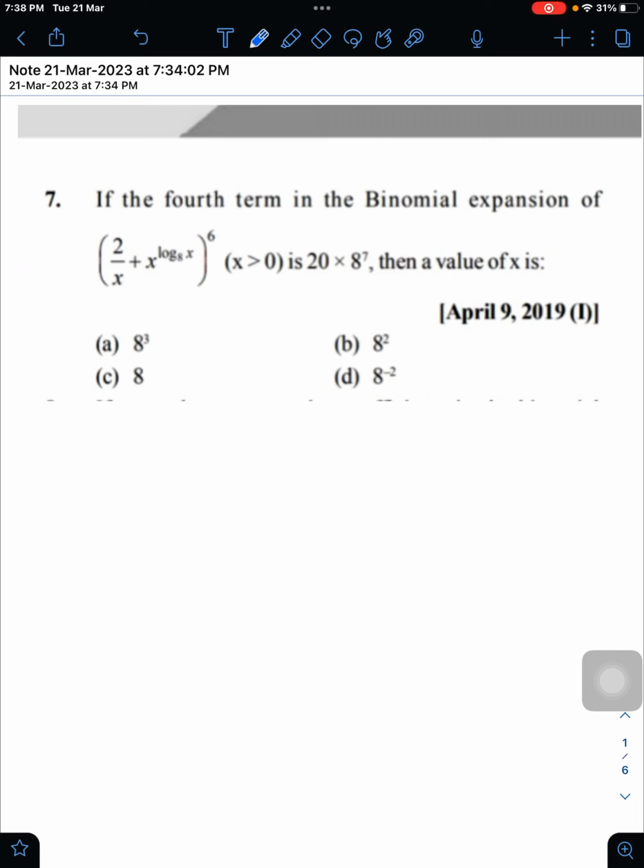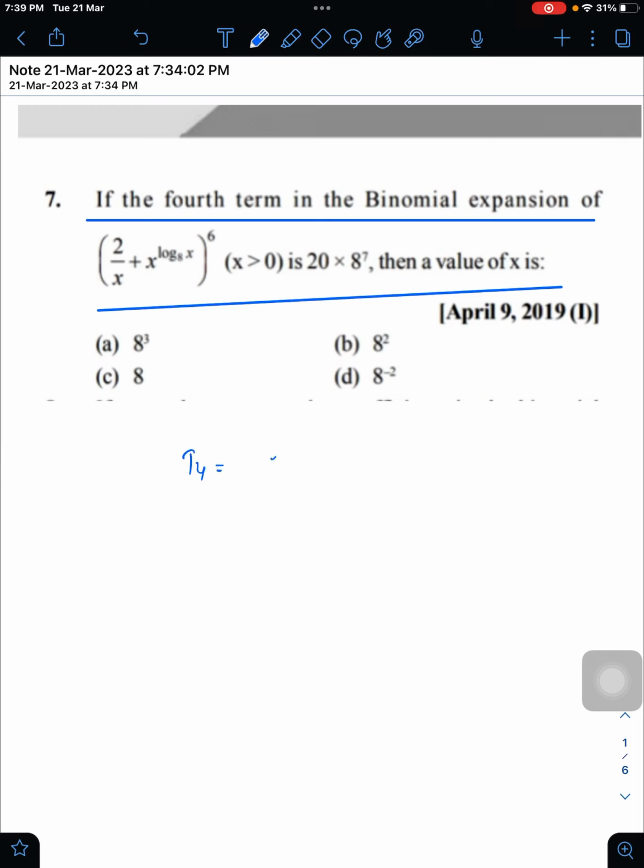What the question is saying is, students, if the fourth term in the binomial expansion is this, then we need to find the value of x. How are we going to solve this question? Just have a look. What is the value of the fourth term given? It is T4 equals 20 into 8 to the power 7. As we know, the formula for the general term is T(r+1) equals nCr into x to the power n minus r into a to the power r, for the expansion (x + a) to the power n.